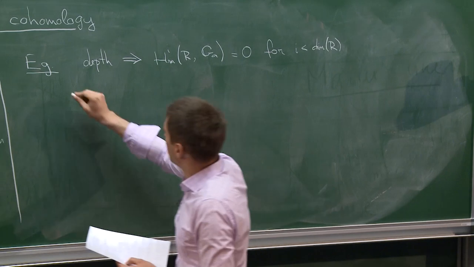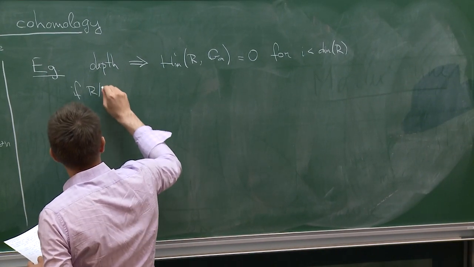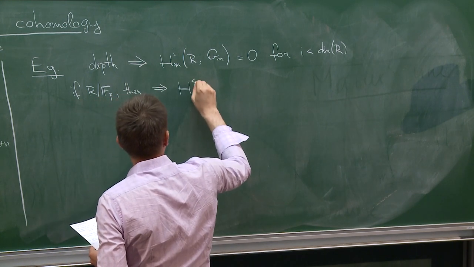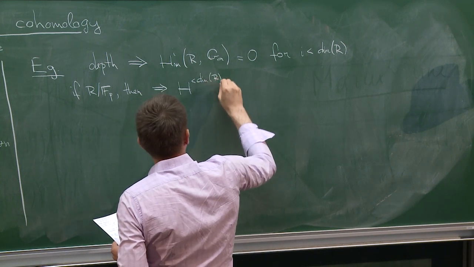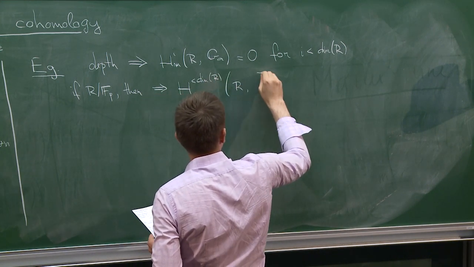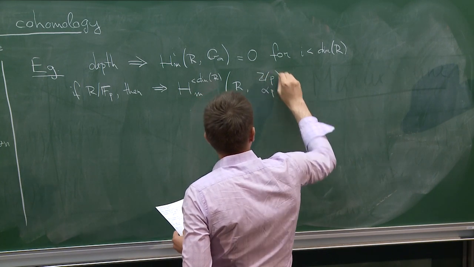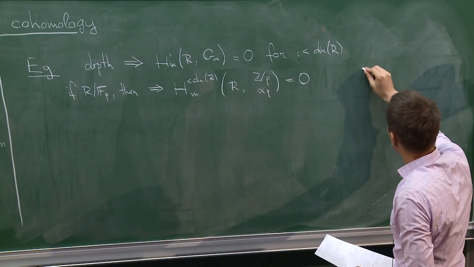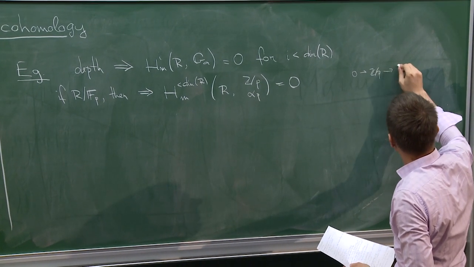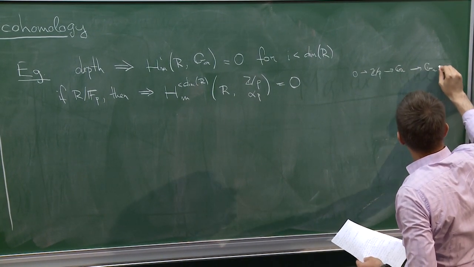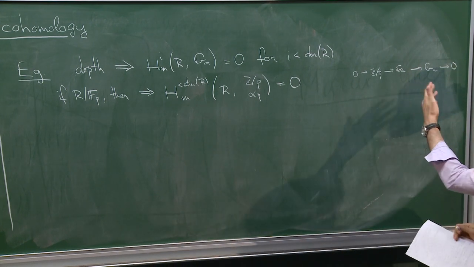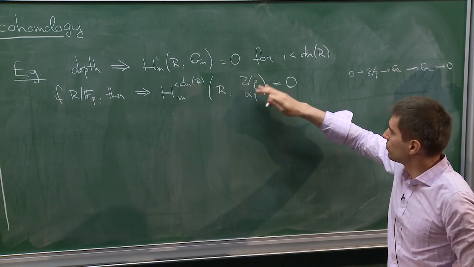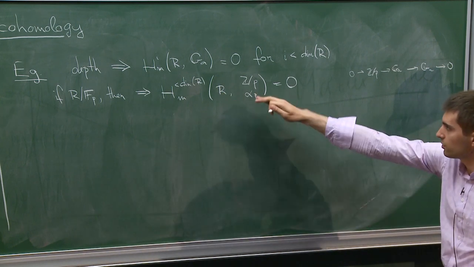And so if our R is an F_p-algebra, then we get that the cohomology in degrees less than the dimension and with coefficients in, say, Z/p or alpha_p also vanishes, because Z/p and alpha_p admit Artin-Schreier exact sequences, for instance, like so. By taking the associated long exact cohomology sequence from the vanishing supplied by depth, we get the vanishing of flat cohomology with Z/p coefficients in degrees less than the dimension, likewise for alpha_p.